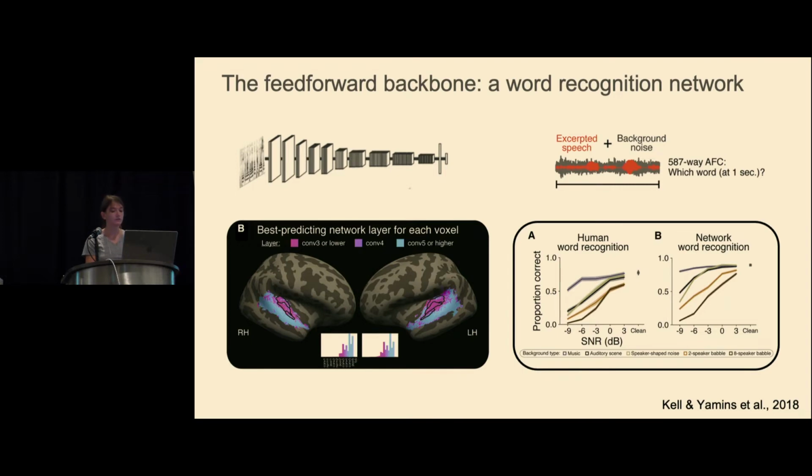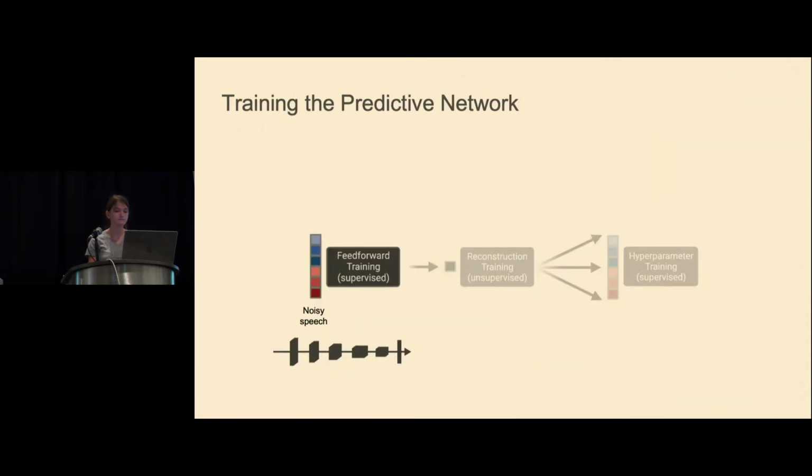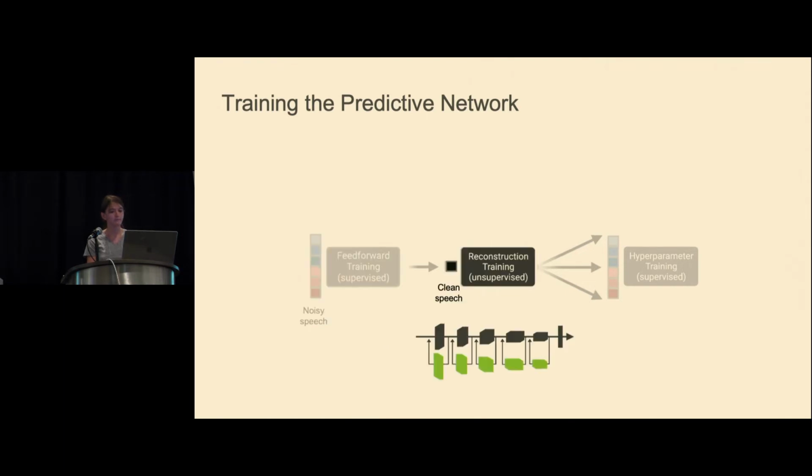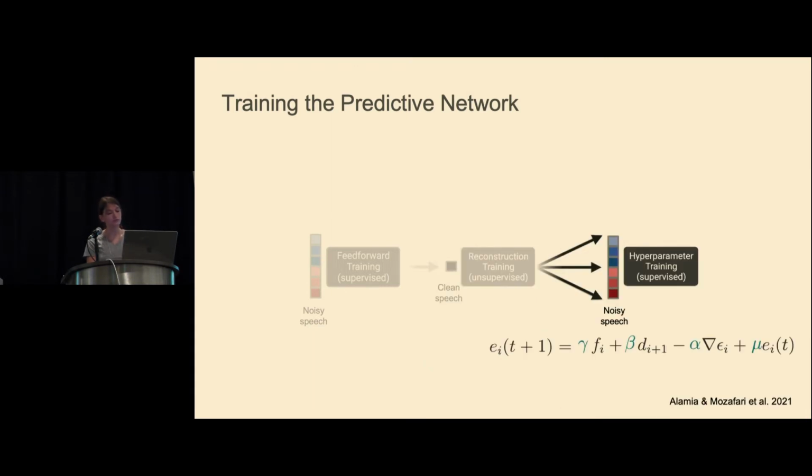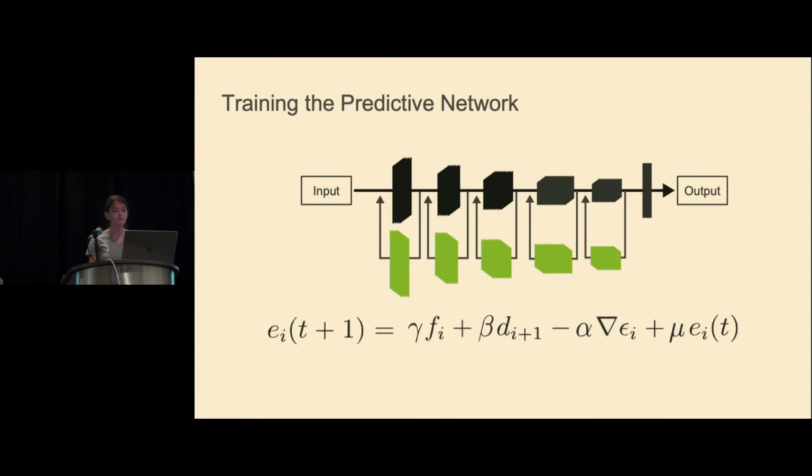This network also better predicted brain responses than previous models of human auditory cortex, and it gave evidence of a hierarchical structure with intermediate layers, here shown in pink, better predicting primary auditory cortex, outlined in black, and later layers shown in blue, non-primary areas. So we now have our feed-forward model. Next, we froze the feed-forward weights and trained feedback connections with a reconstruction loss on clean speech. Finally, we froze the reconstruction weights and optimized the hyperparameters to maximize recognition performance. So after completing these steps, we have our complete model.